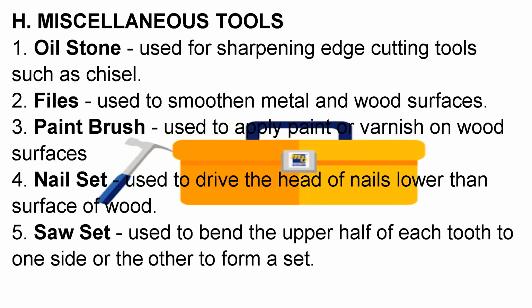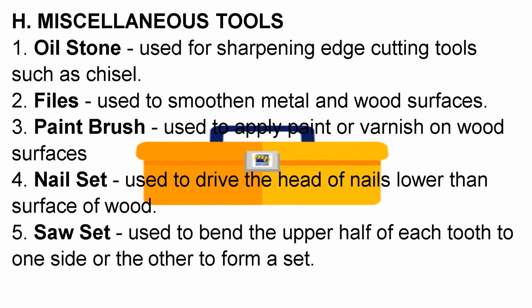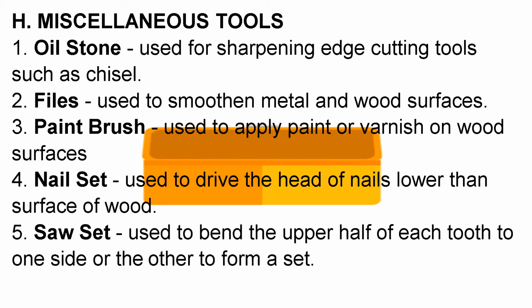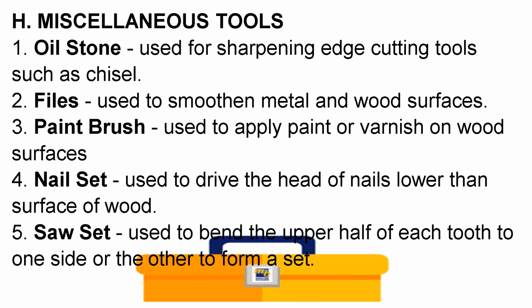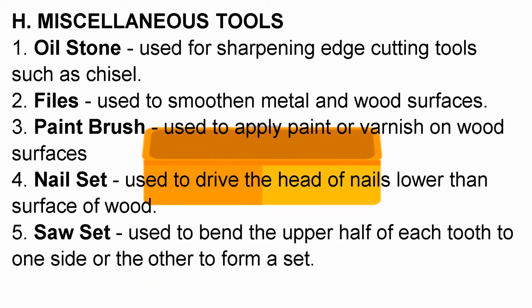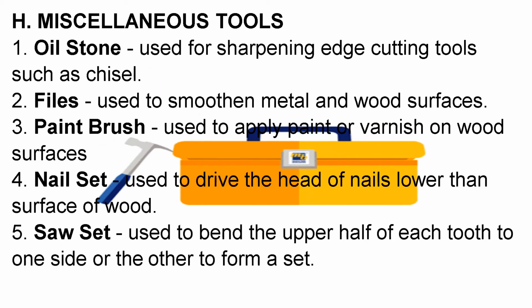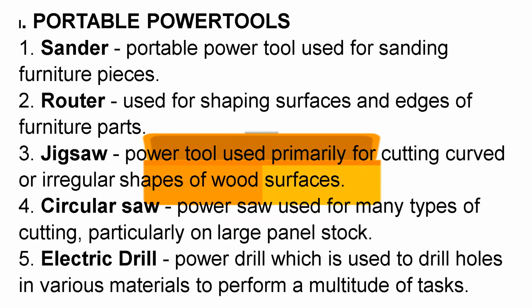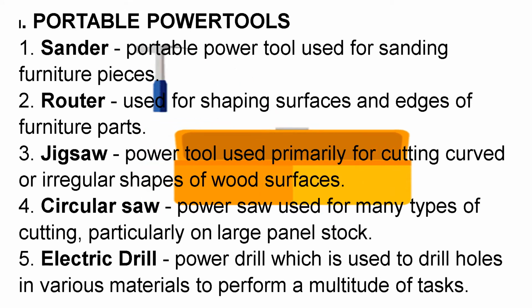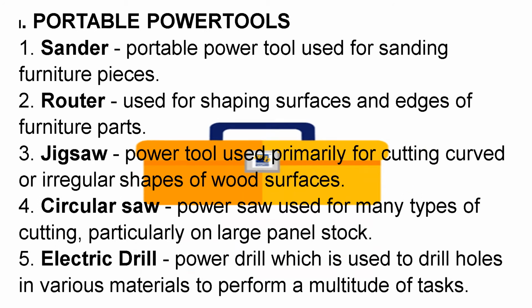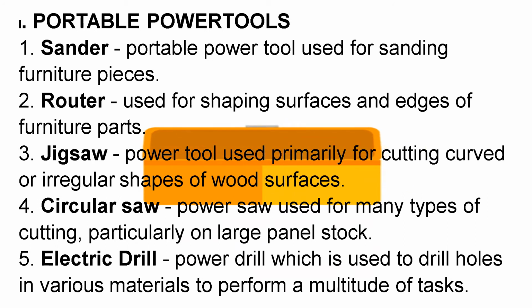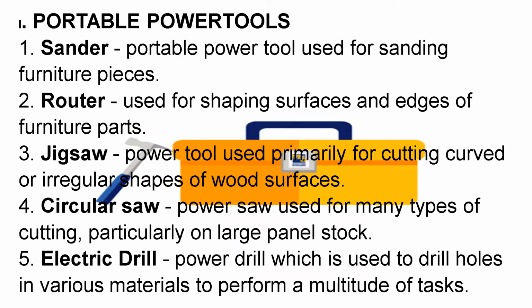Saw set, used to bend the upper half of each tooth to one side or the other to form a set. Those are the miscellaneous tools. Letter I. Portable power tools. The first tool in portable power, we have the sander.